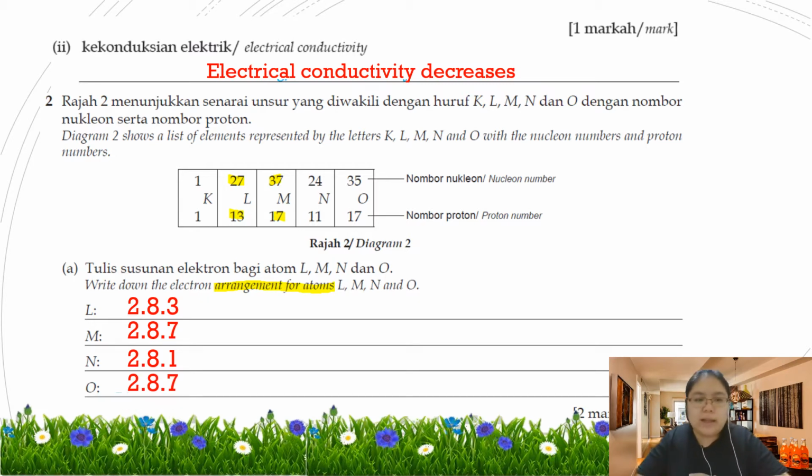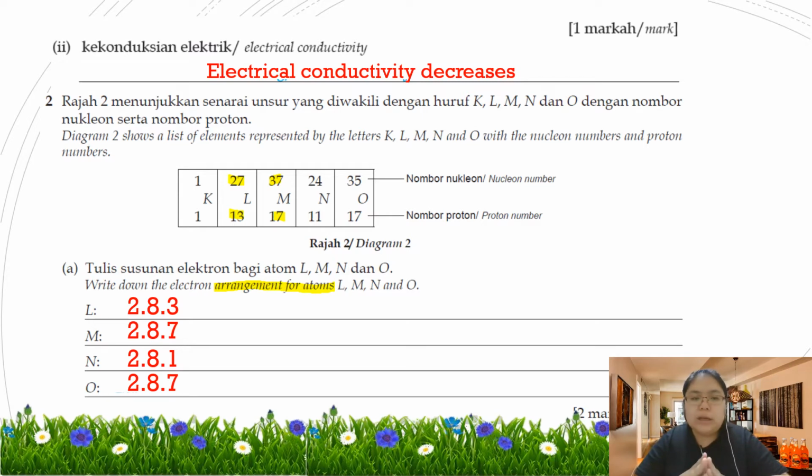So from here, can you see M and O? The arrangement for the atom should be the same. But can you see the nucleon number is different? So we find that the proton number is the same, but the nucleon number should be different for M and also O.